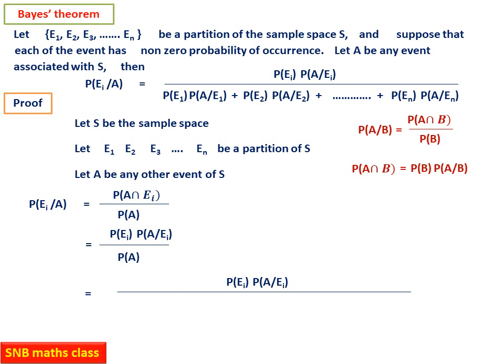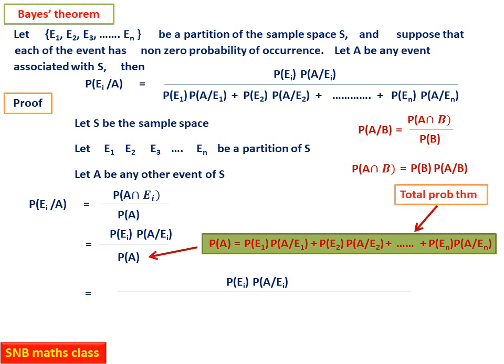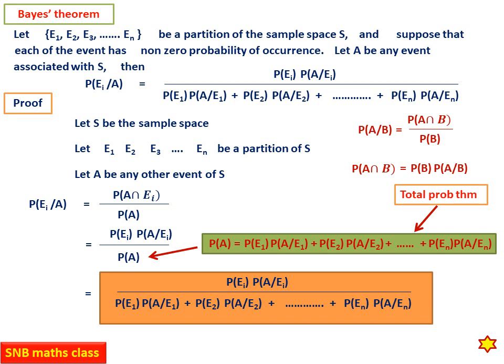Now look here, the numerator is the same: probability of Ei into probability of A given Ei, divided by probability of A. By the total probability theorem, probability of A is equal to probability of E1 into probability of A given E1 plus probability of E2 into probability of A given E2, etc., plus probability of En into probability of A given En. Therefore, in the denominator, instead of probability of A, we use the total probability theorem formula. So we can write it as probability of E1 into probability of A given E1, plus probability of E2 into probability of A given E2, etc., plus probability of En into probability of A given En. So this is the proof.